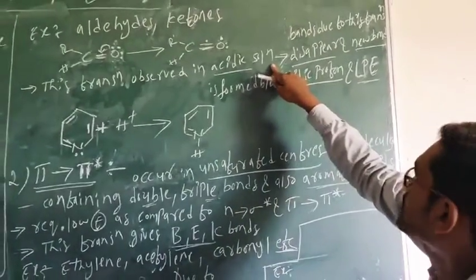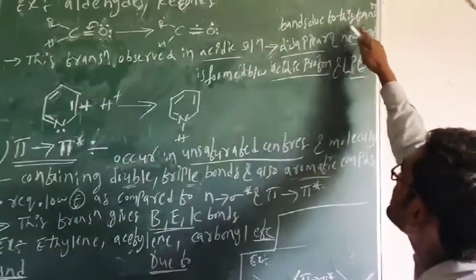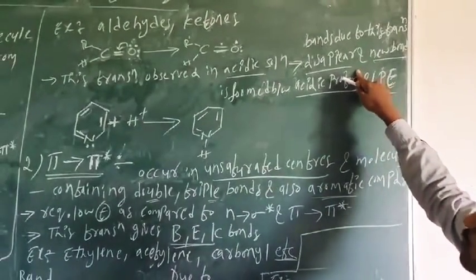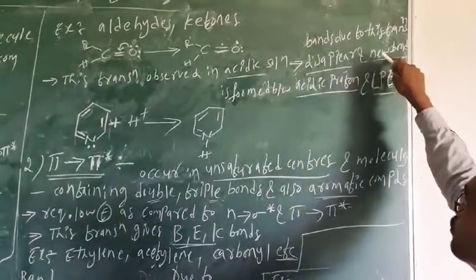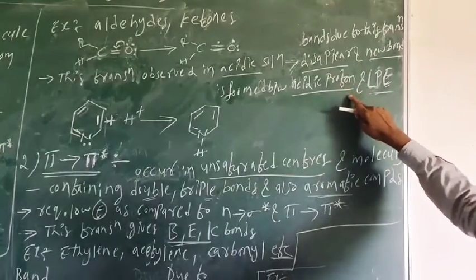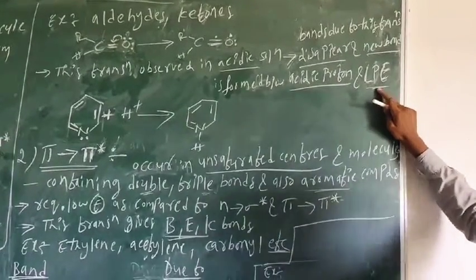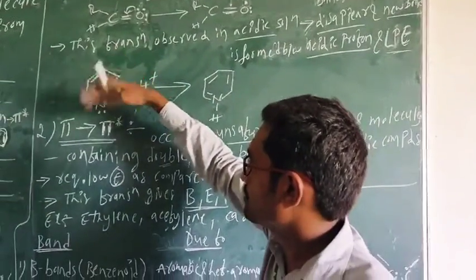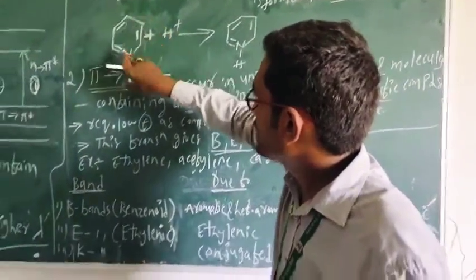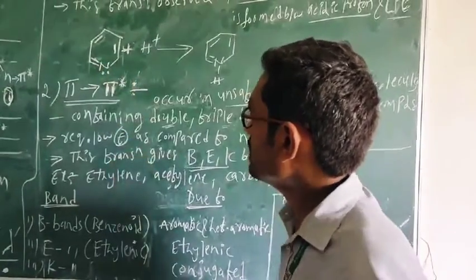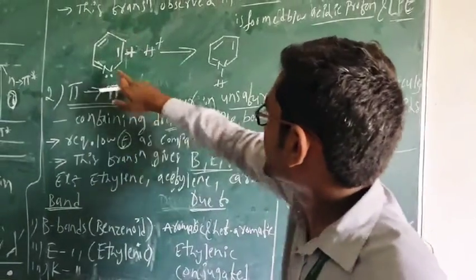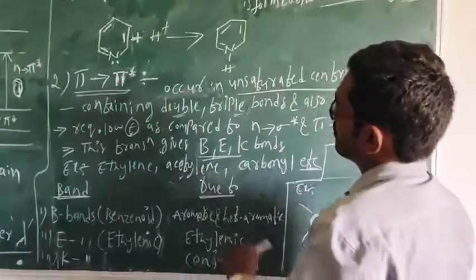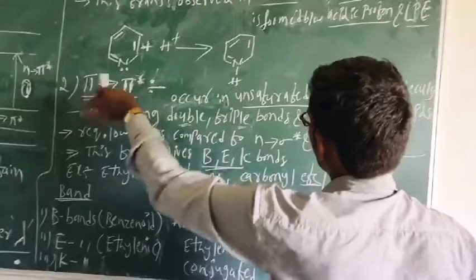In acidic solution, the bands or peaks due to this transition will disappear, and a new bond is formed between the acidic proton and the lone pair of electrons. You can see here, this is benzene which contains the heteroatom nitrogen. When it is present in acidic solution, the peaks due to this lone pair of electrons will disappear.